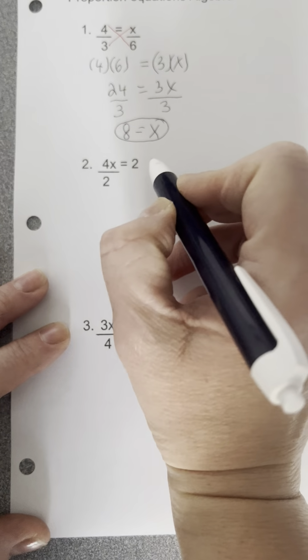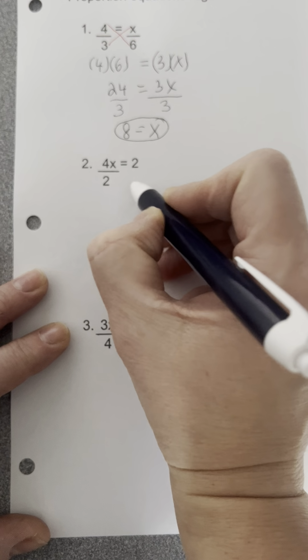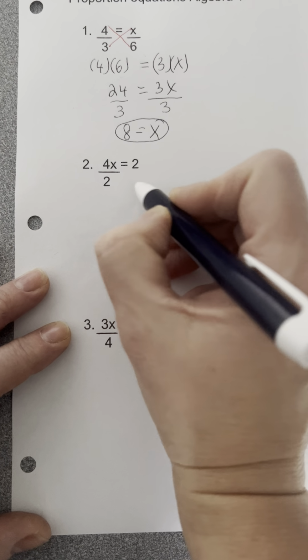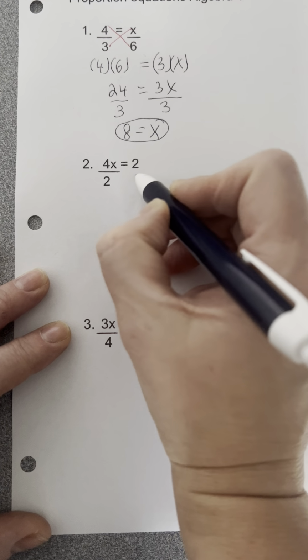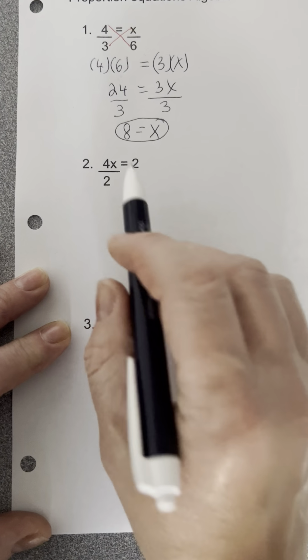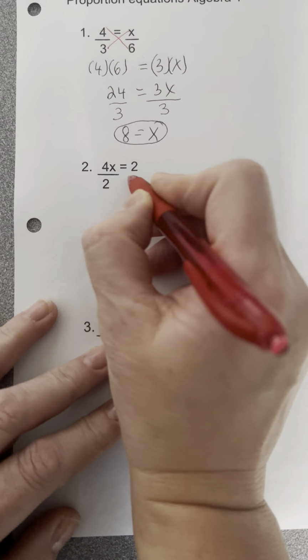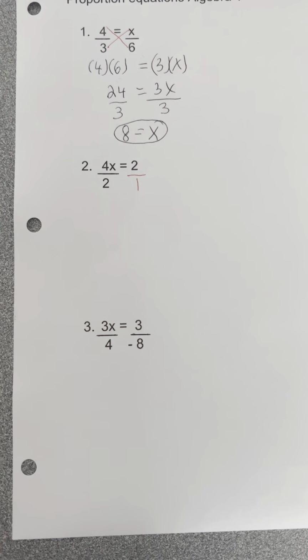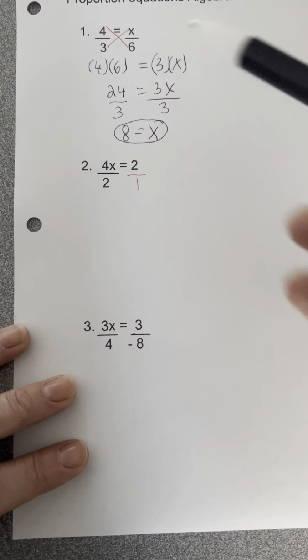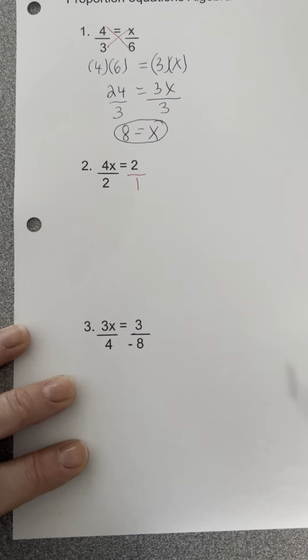Okay, in this situation, number 2, you don't have a denominator, which is the item on the bottom. So what you could do is make 2 into a fraction. So let's do a red pen. Put a 1 over there. And now we have the same deal as in number 1. So we're going to cross multiply.